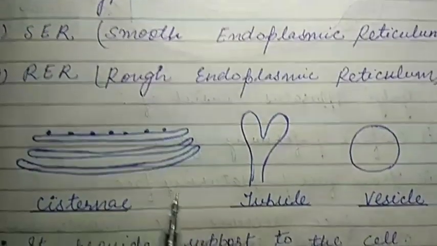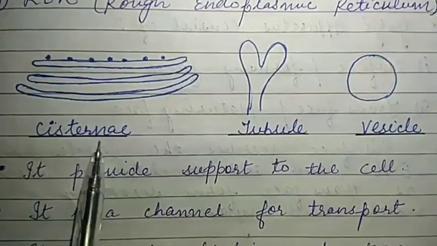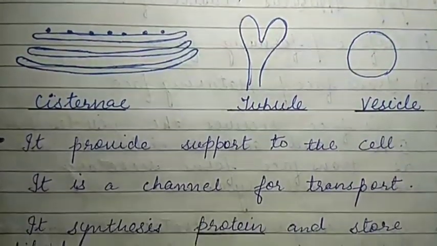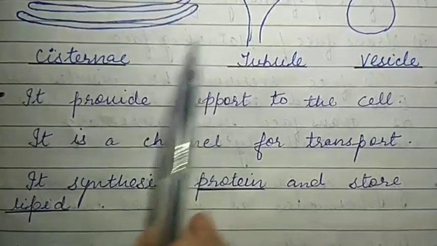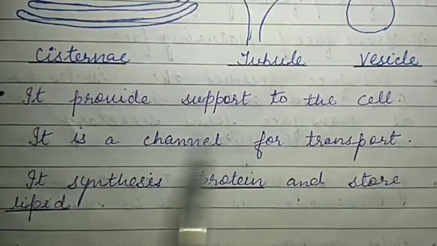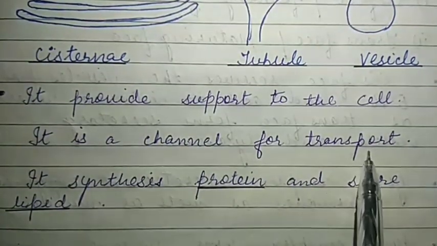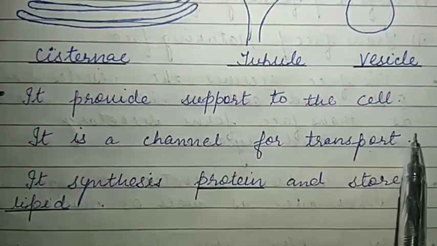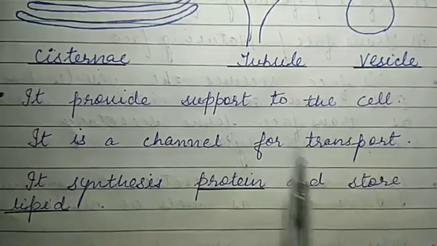And we'll see the structure. This has cisternae, tubules and vesicles. If we are talking about the function of the endoplasmic reticulum, it provides support to the cell. It is a channel for transport, because one end is connected with the nuclear membrane and the other is connected with the plasma membrane.